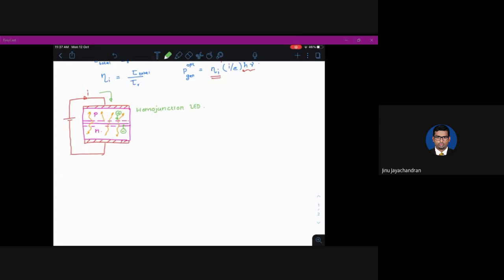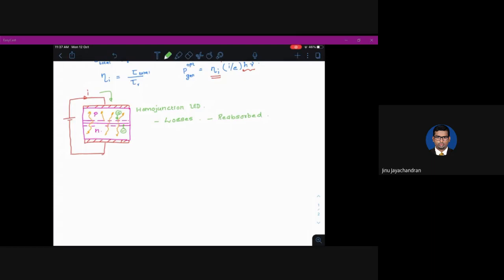But the problem here is, although it is easy to say that there is a recombination and you get the light, it is not always that easy. The light emitted will suffer a lot of losses. That means the light emitted from the semiconductor will not be completely available to the outside environment, or you cannot take out the complete light emitted from the PN junction, and there will be losses. For example, the light emitted can be reabsorbed. We'll see in detail what this is.